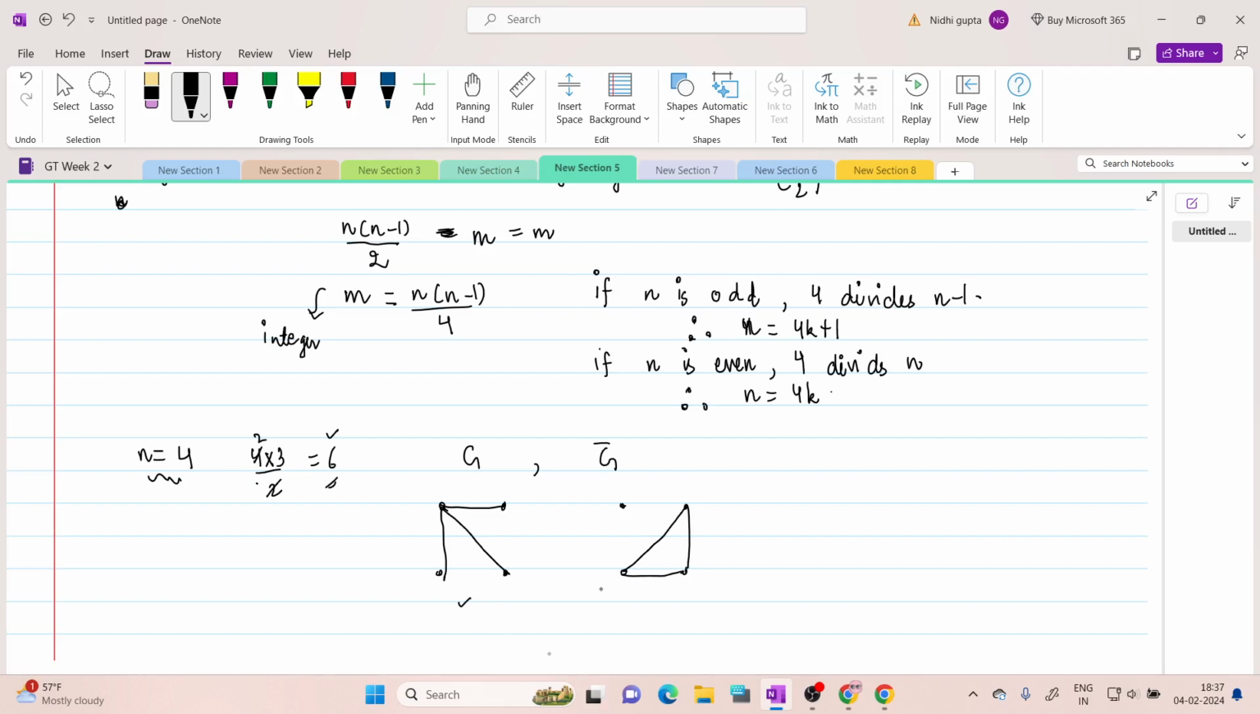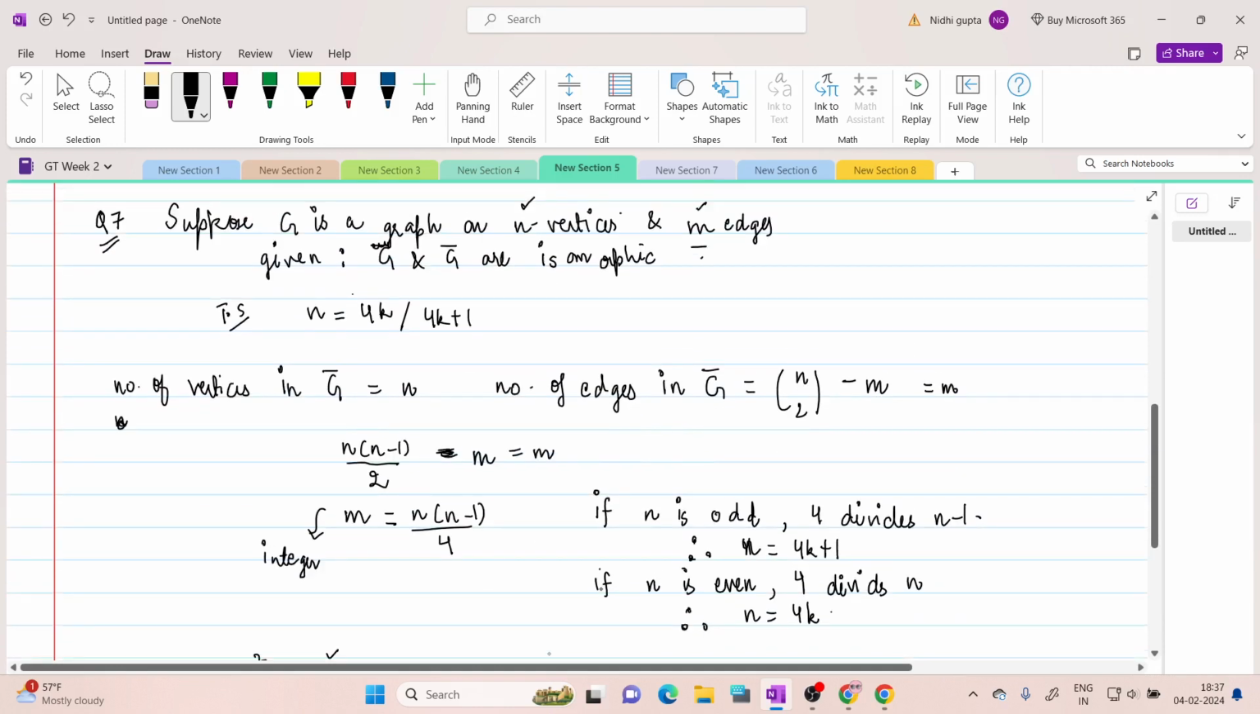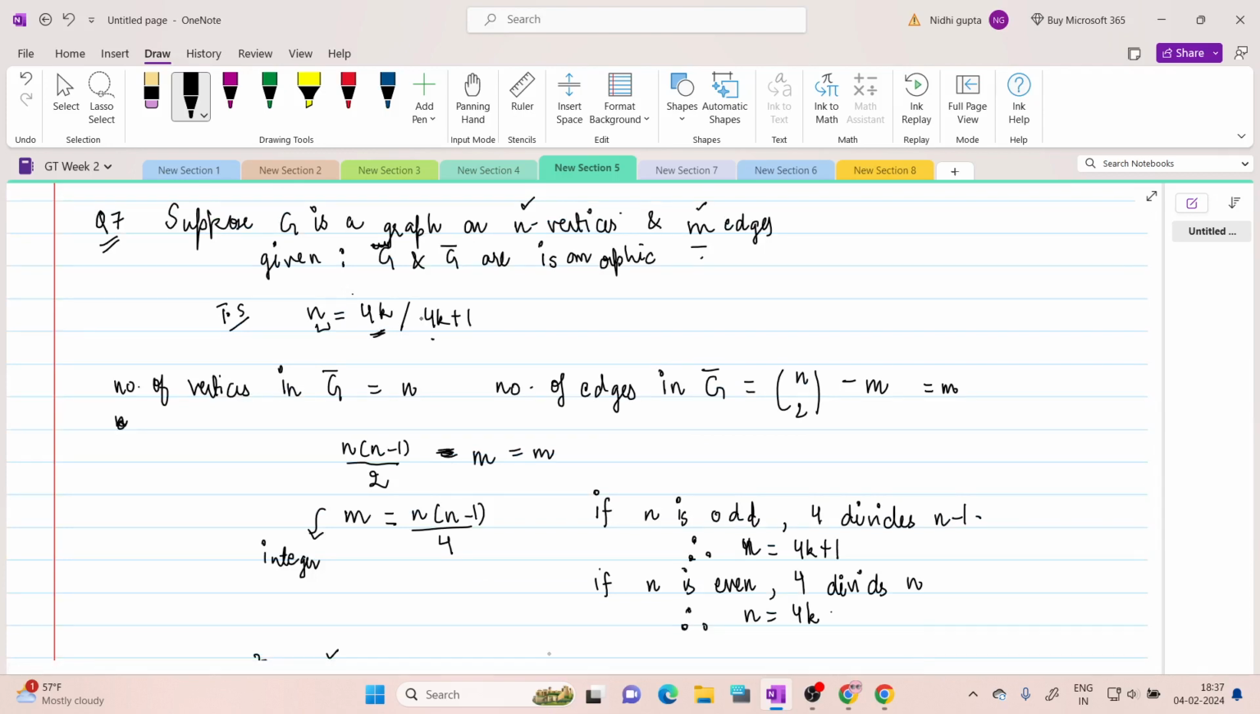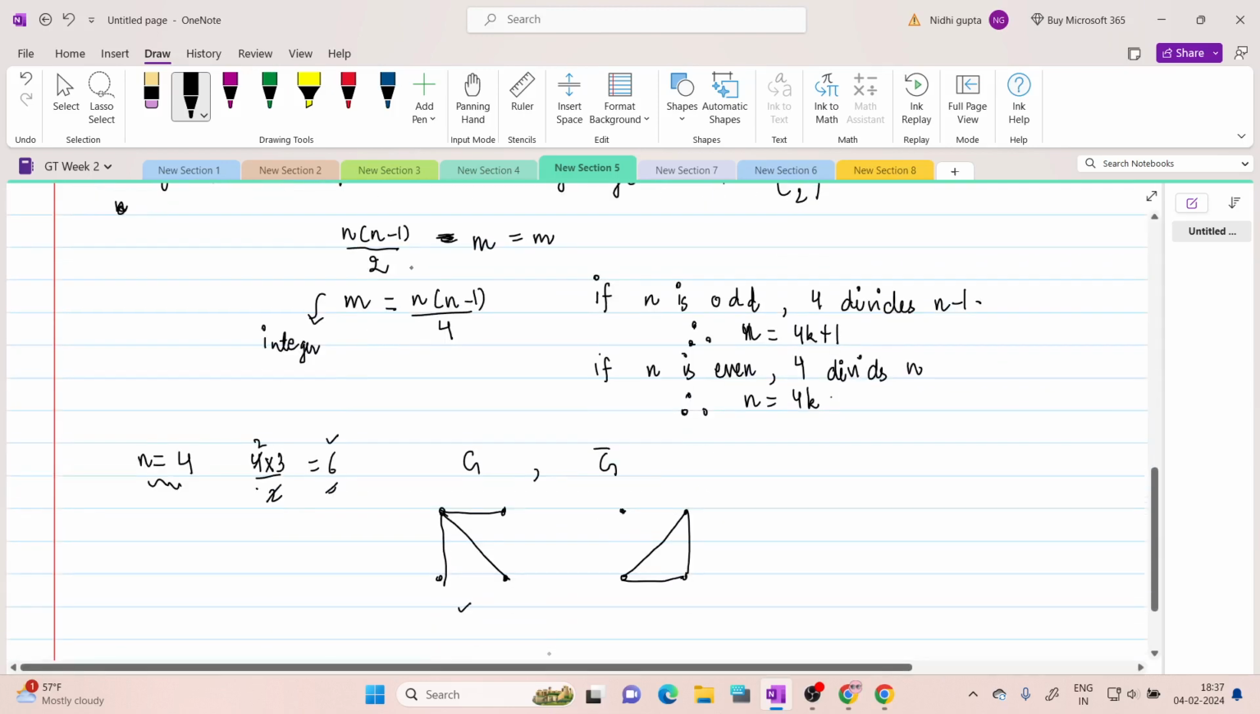Here the number of edges is not a multiple of 4, but the question is that the number of vertices should be a multiple of 4. We showed that n equal to 4, the number of vertices. So see, this is the counterexample.